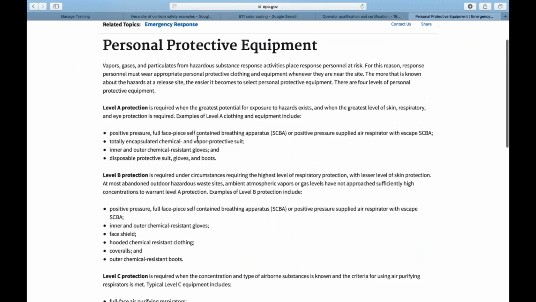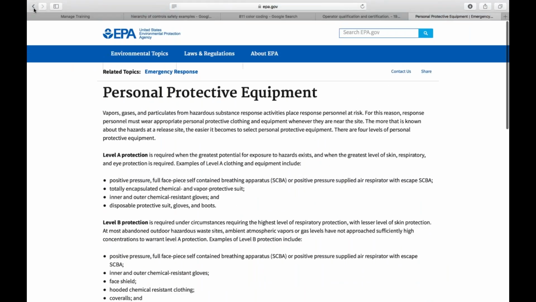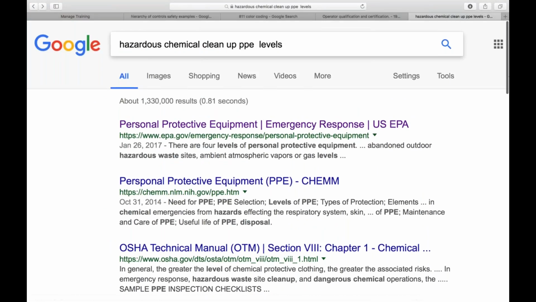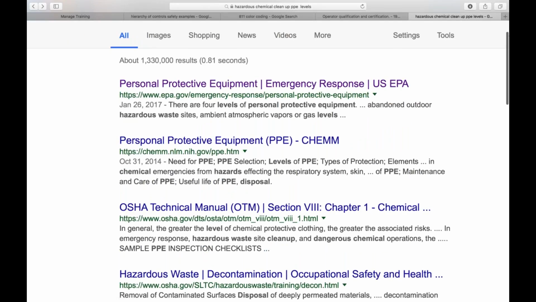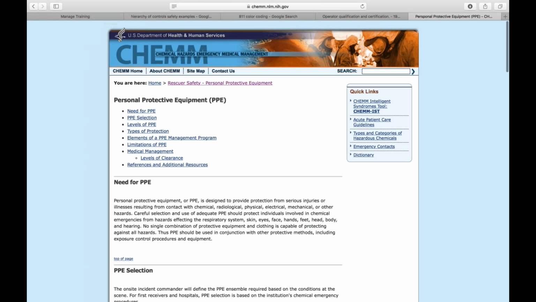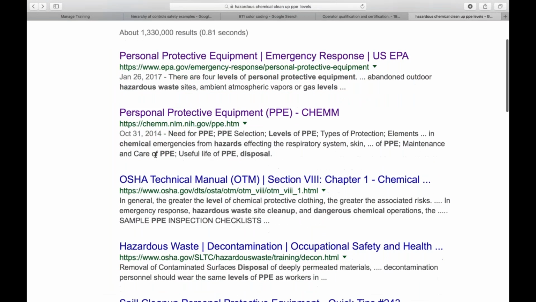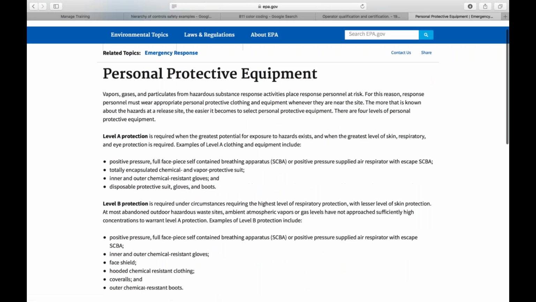So here you go, folks. This is from the EPA. Okay, let me show you how I got there again. All right, hazardous chemical cleanup, PPE levels, all right, and we'll see. I think they have the images on it as well. And I went to the first one because it's the government agency, right? So if you notice, all these right here are government agencies. Obviously OSHA. I don't remember what NIH stands for, apologize. Health and Human Services. Okay. But let's go back to the EPA one, and there you go.